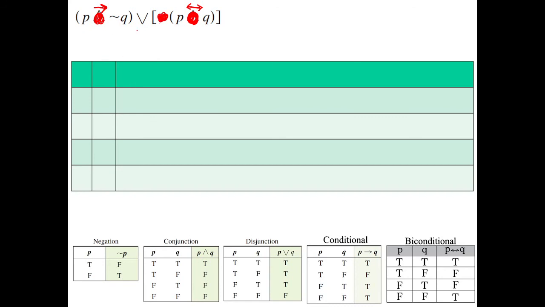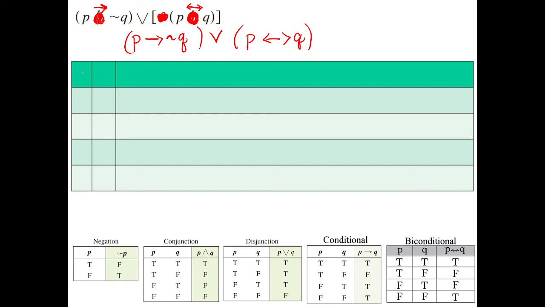So the given is only this: P implies not Q, or P if and only if Q. Okay? So, sir, can we flip this? Okay, let's just keep this one. Flipping is very important.